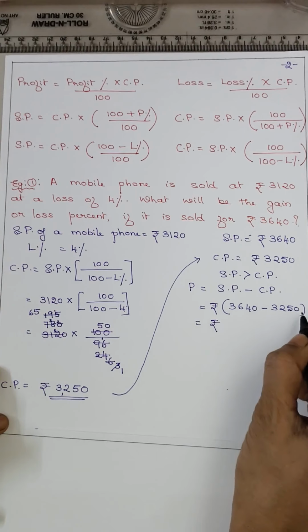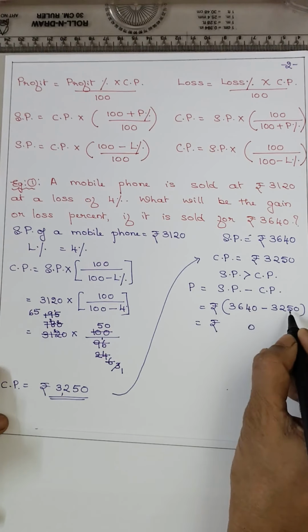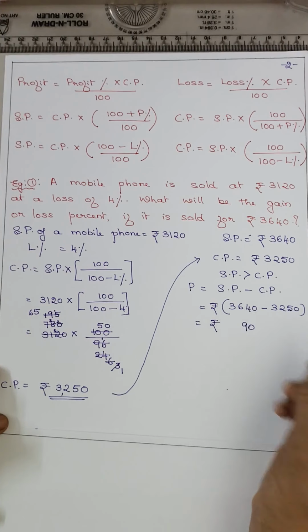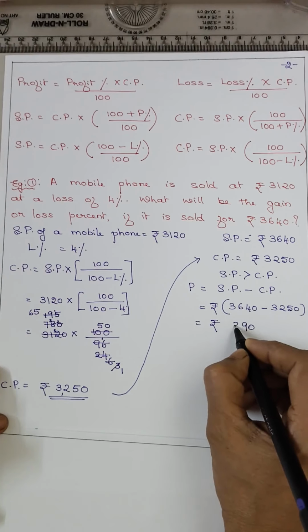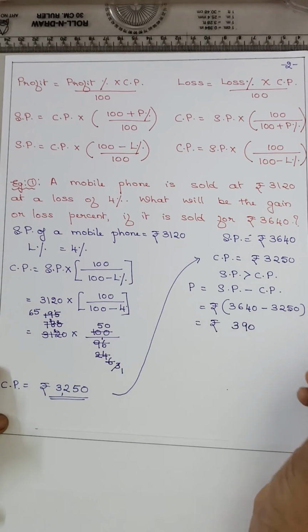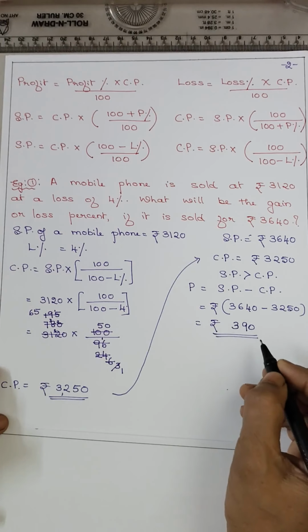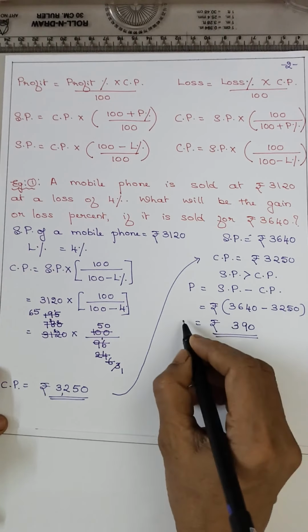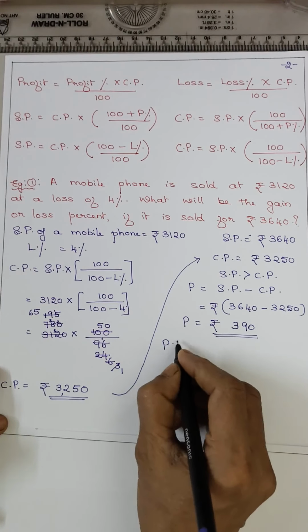Now 0 minus 0, 0. 4 means 14 minus 5 is 9. Now here it is 5. 5 minus 2 is 3 and 3 minus 3 is 0. So you got profit is equal to rupees 390. Find out profit percent.